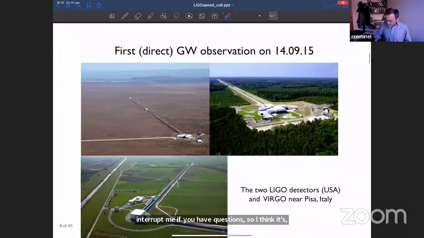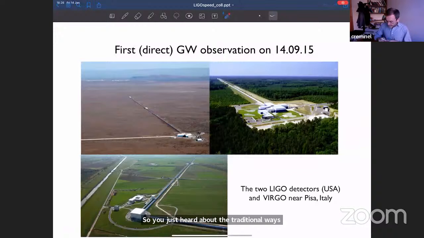So you just heard about gravitational waves, so I don't want to spend too much time. One reason to show this picture is because I want to advertise that we have the two LIGO detectors in the United States, but also we have a detector in Italy. So since I'm in Italy, I want to stress this. And these three detectors are working now together, and they are giving all the beautiful information about gravitational waves.